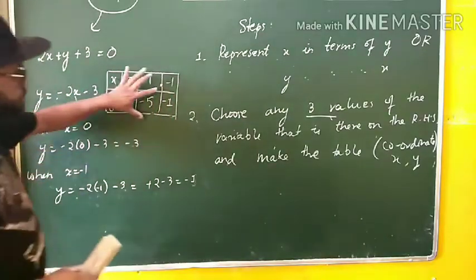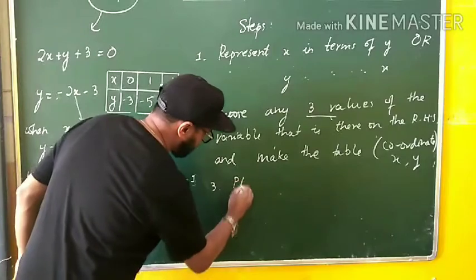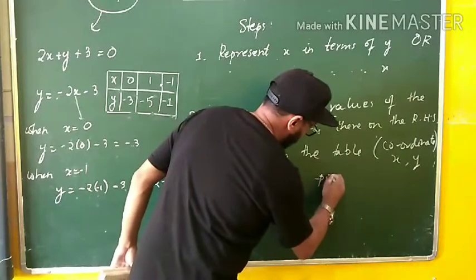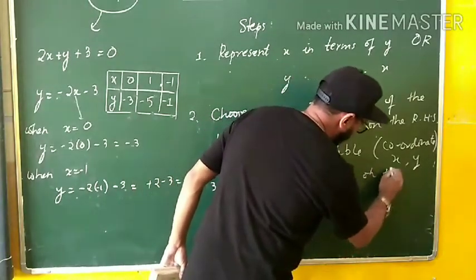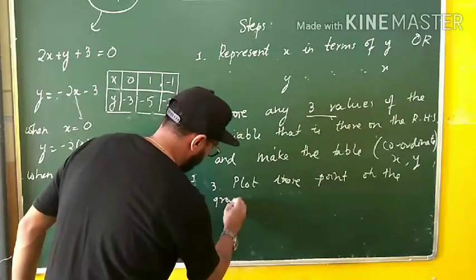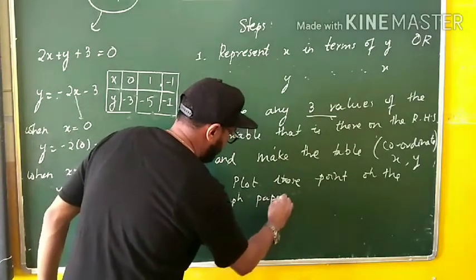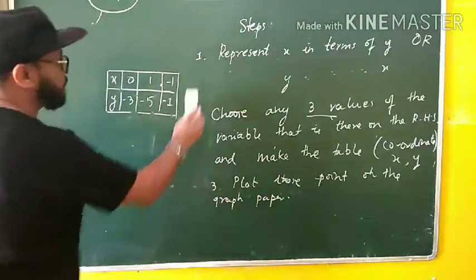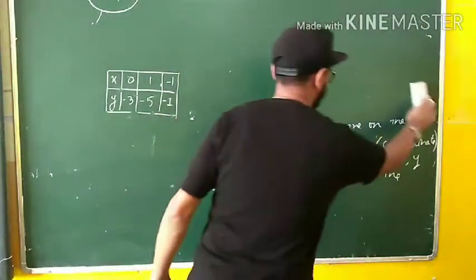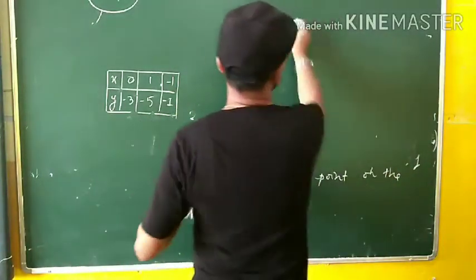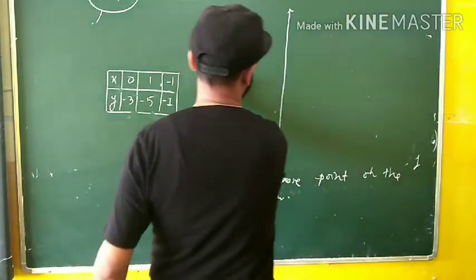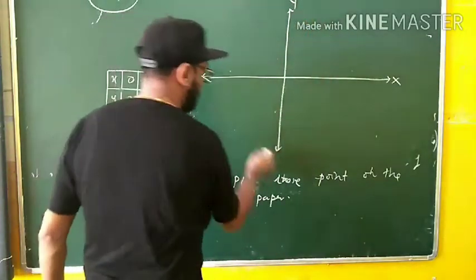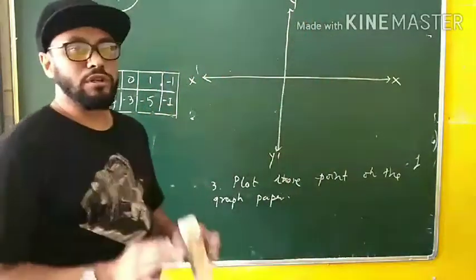Okay? Now, third step, I will plot these points on the graph paper. Okay, so now we don't need this one. So let's try to plot it on the graph paper. So let us take the x-axis and y-axis. Now here it is x dash, y dash. Now all this you have to do on the graph paper.